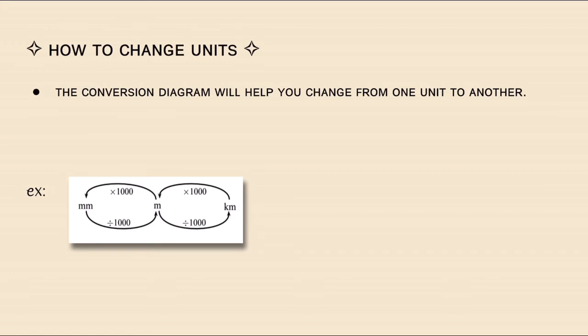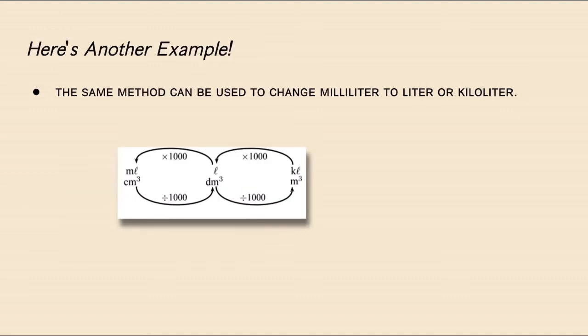Now it is time to learn how to change units. It is very important that you are aware that different systems of units exist. Furthermore, you must be able to convert between units. So if you want to change millimeter to meter, you divide by 1,000, or if you want to change kilometer to millimeter, you multiply by 1,000, as shown in the graph. The same method can be used to change milliliter to liter or kiloliter.